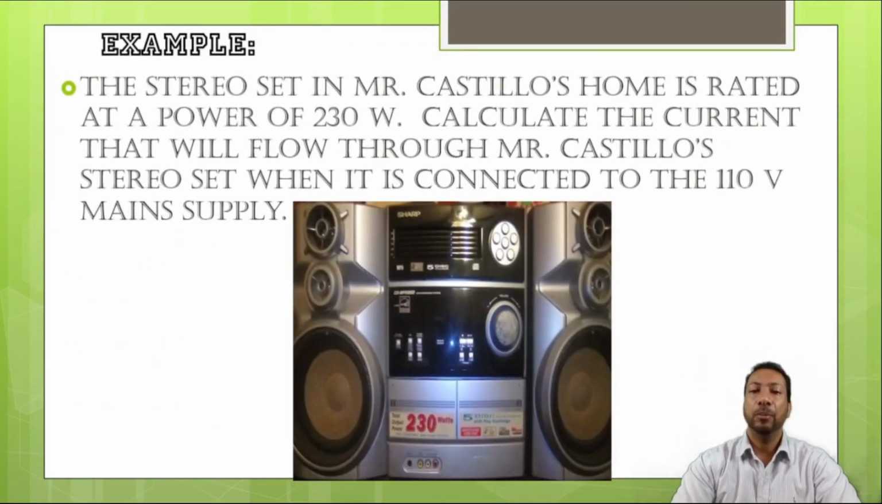Let's look at an example. The stereo set in Mr. Castillo's home is rated at a power of 230 watts. Calculate the current that will flow through Mr. Castillo's stereo set when it is connected to the 110 volt main supply.